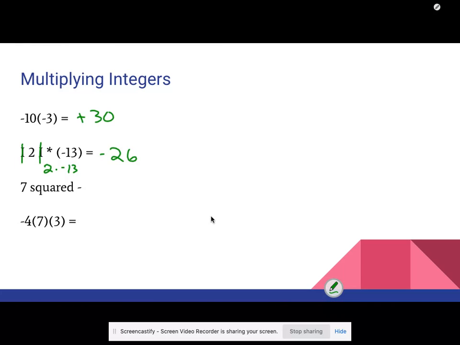Exponent, we haven't talked about this yet, but this is really written as 7 squared. So it's 7 times 7, which is both positive, so I know I'm going to have positive 49. And then the next one, remember, because it's multiplication, I can do it in any order that I want, and I see that I have one negative, so it's going to be a negative answer. I'm going to do 4 times 3, which is 12, times 7, which ends up being 84. So negative 84 is the final answer.